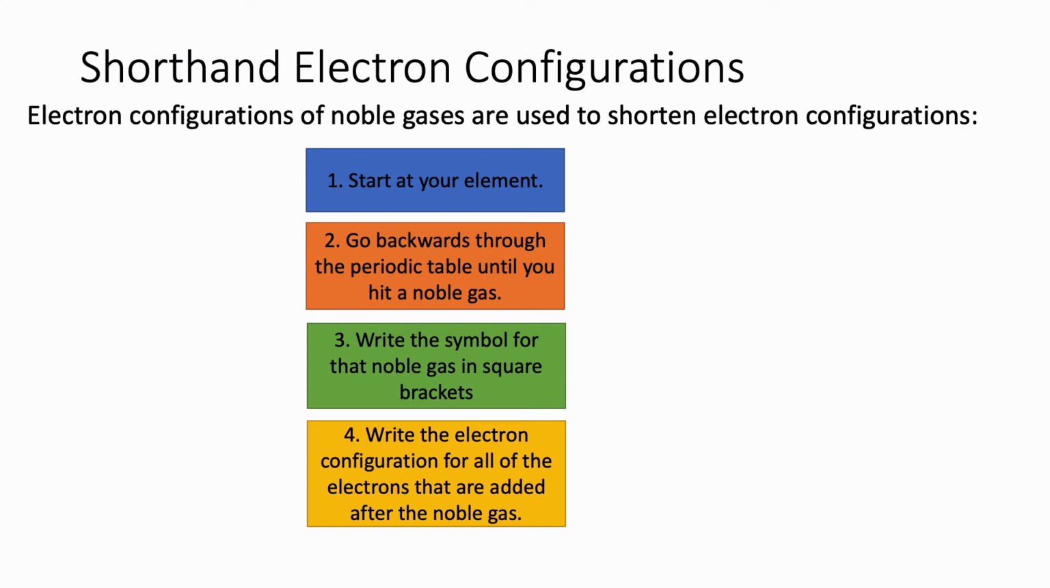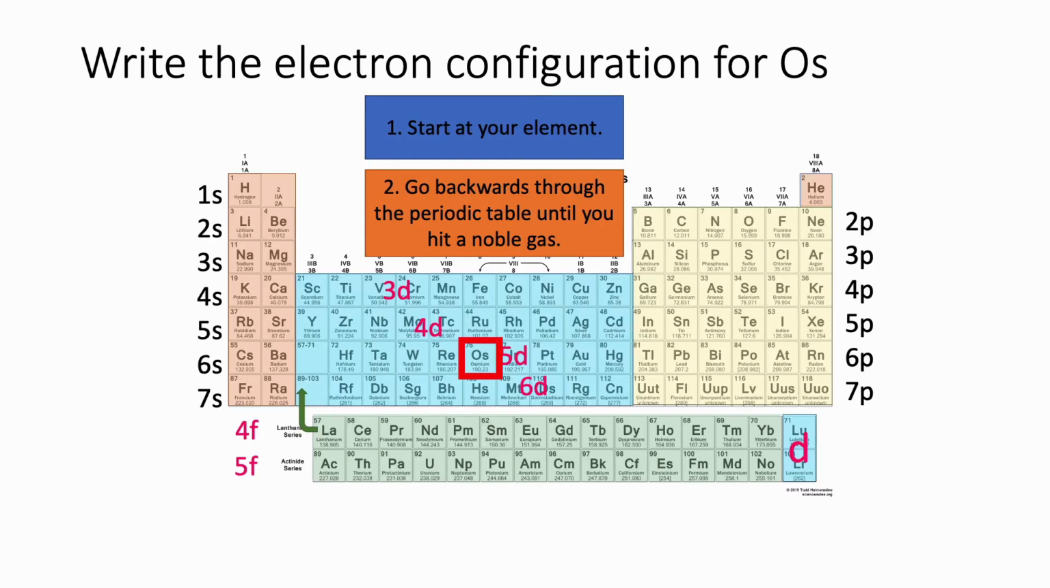You can't say the closest because sometimes the closest noble gas is moving forward. So go backwards to the noble gas right before your element, write the symbol for that noble gas in square brackets, and then write the electron configuration for the electrons you have to add after you get to the noble gas in order to get to your element. So I know that comes out a bit jumbled when I just say it. So let me show you with osmium, of course, because we've already done that.